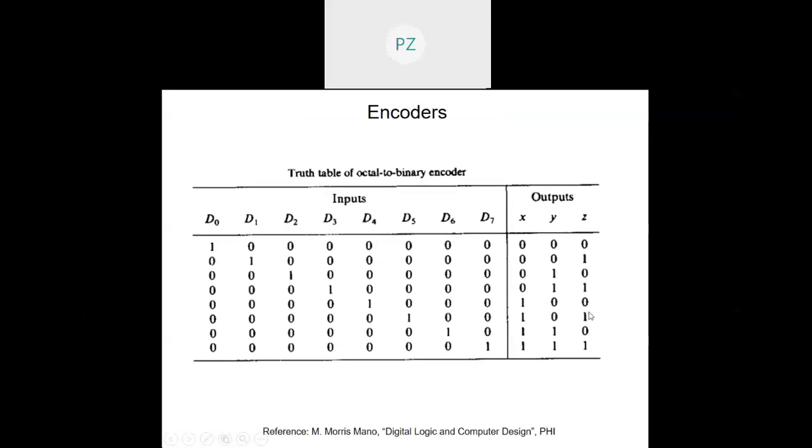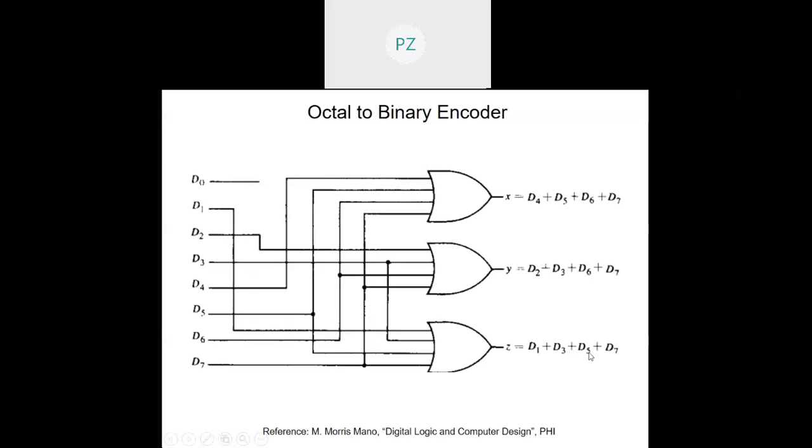Now z is D1 or D3 or D5 or D7. As simple as that, right? So this is how you can design it. One thing you notice is that D0 is never used anywhere. That is one of the points that you can notice.